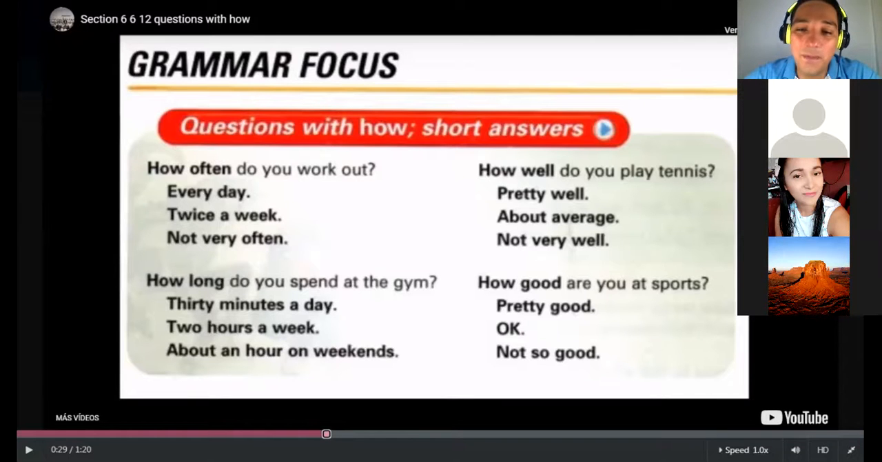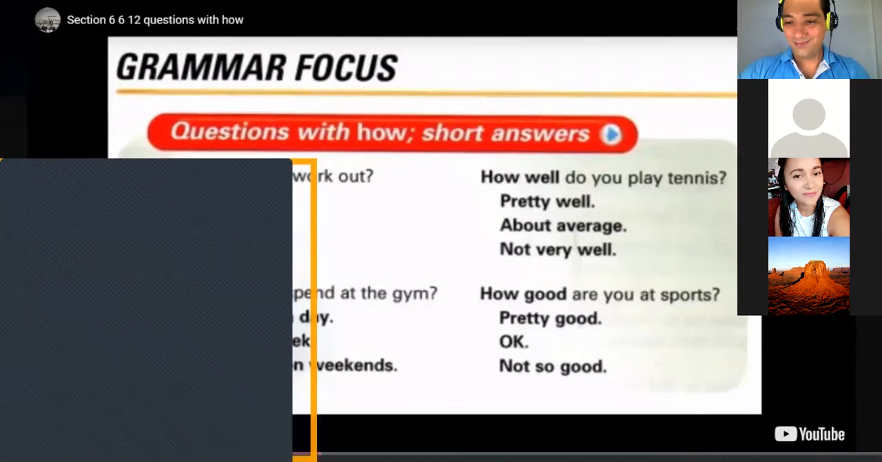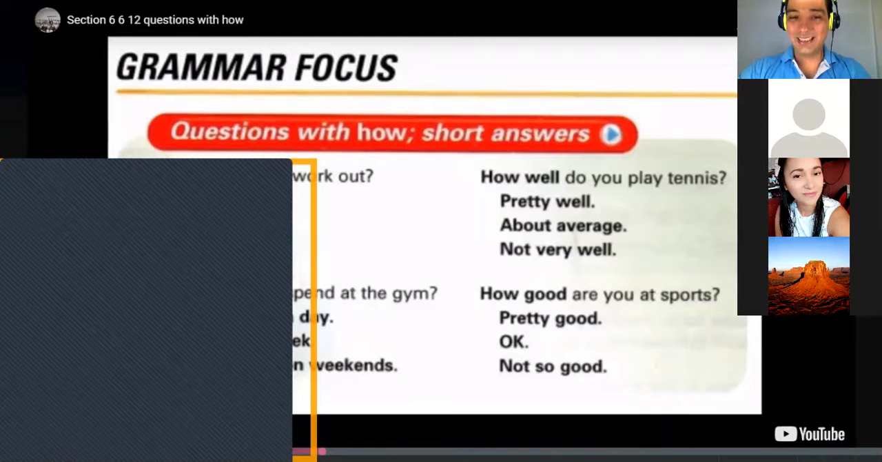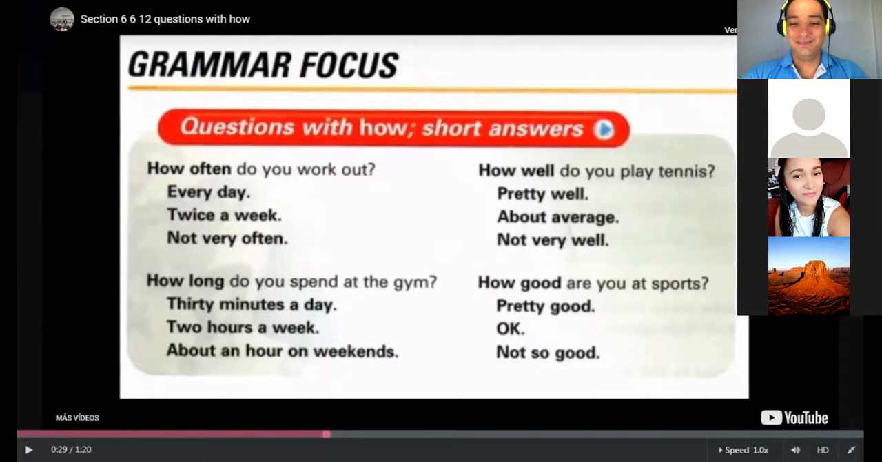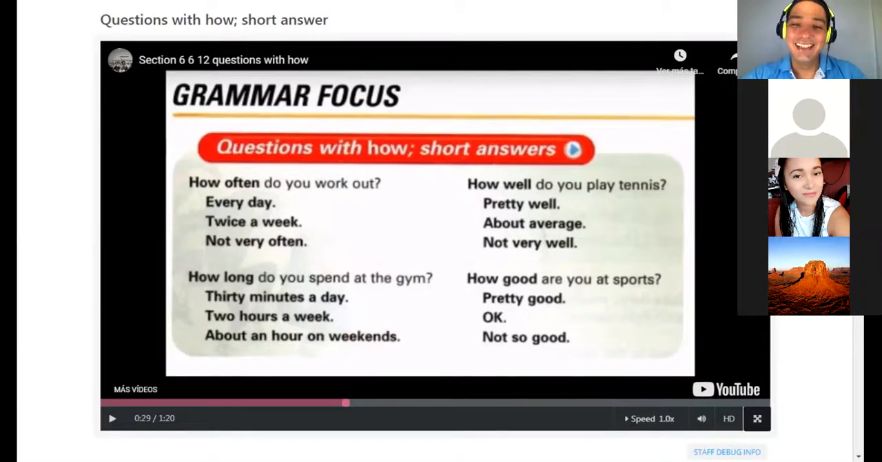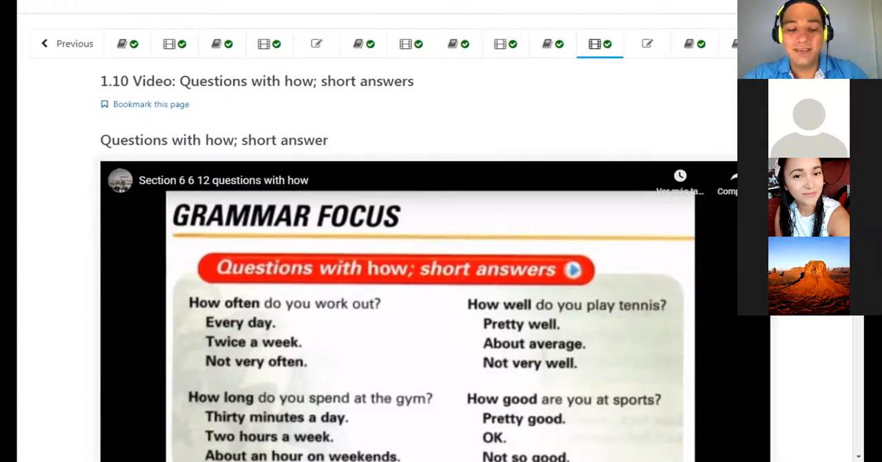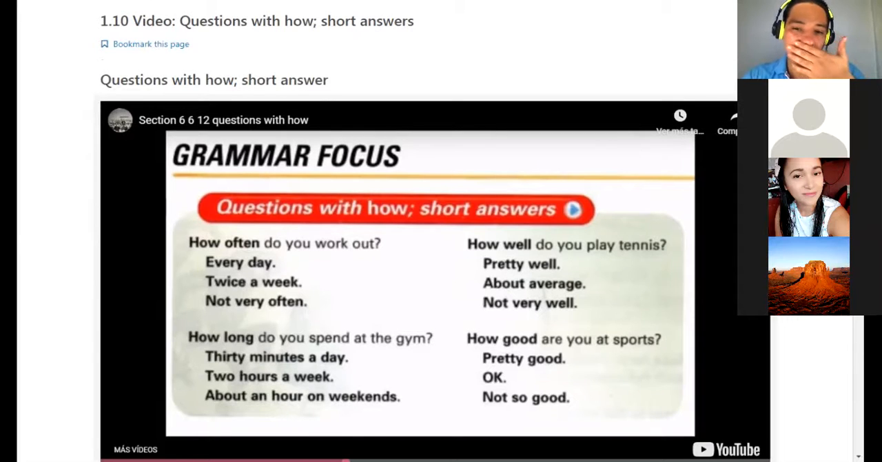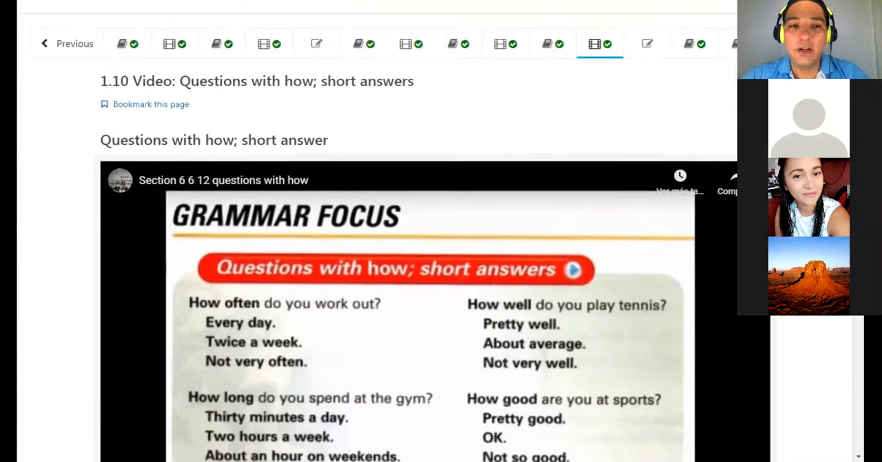Yes. Okay, Patricia. How well do you sew? How well do you sew? Do you sew? S-E-W. ¿Qué tan bien cose? Not very well. Not very well? Okay. Great job. Okay, guys. Si vieron, la frecuencia es muy importante, ¿no? ¿Cómo es coser? Sew. S-E-W.